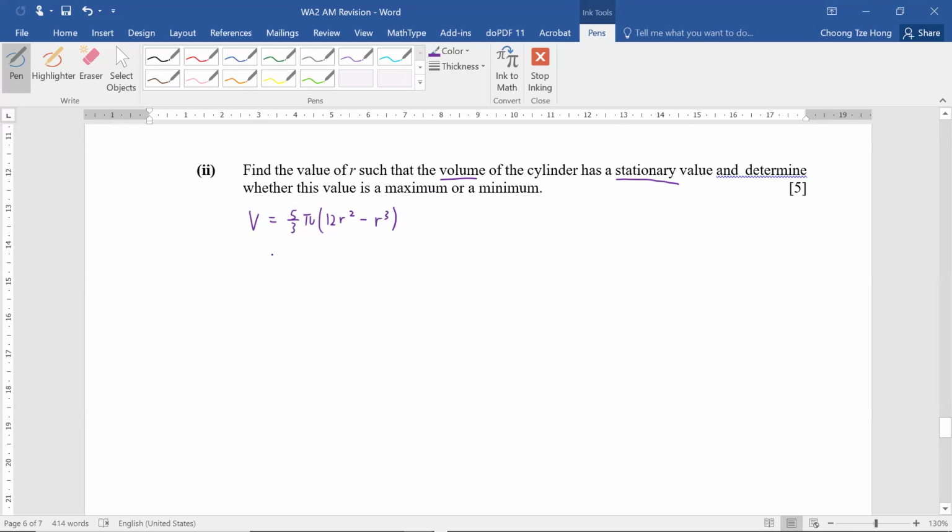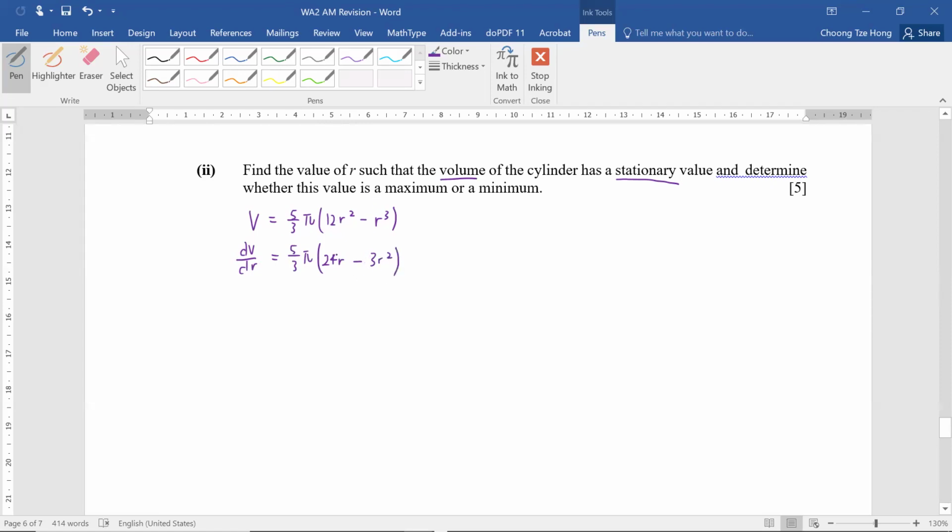To differentiate this, it will be better to expand it out. Then you do the differentiation, or actually we can straight away differentiate from here. So from here we can do dV/dr. We'll just leave the 5/3 pi outside, then differentiate this one. Differentiating 12r squared, you will get 24r, minus differentiating r cubed, you will get 3r squared. So this will be the answer.